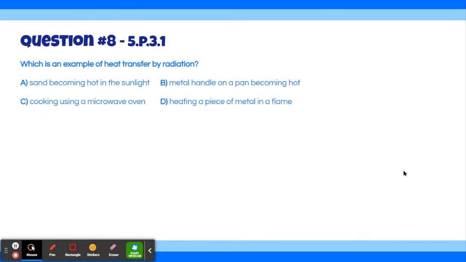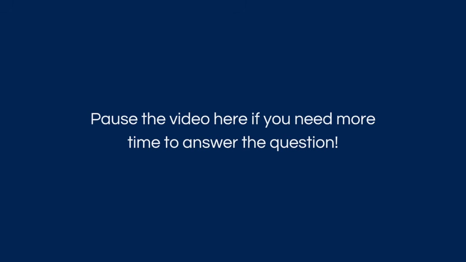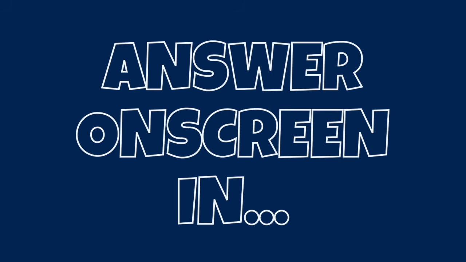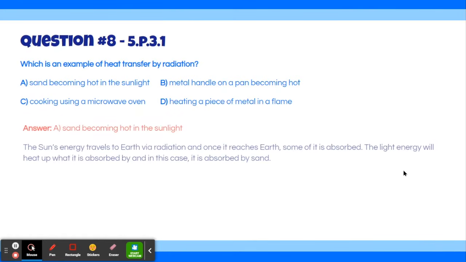Moving on to question number 8, which is an example of heat transfer by radiation. A. Sand becoming hotter in the sunlight, B. A metal handle on a pan becoming hotter, C. Cooking using a microwave, or D. Heating up a piece of metal in a flame. The answer is A. Sand becoming hotter in the sunlight.